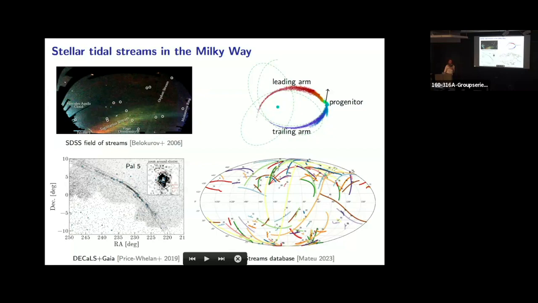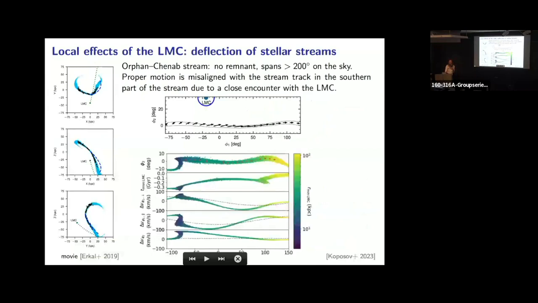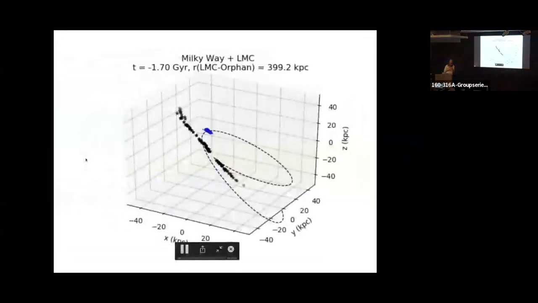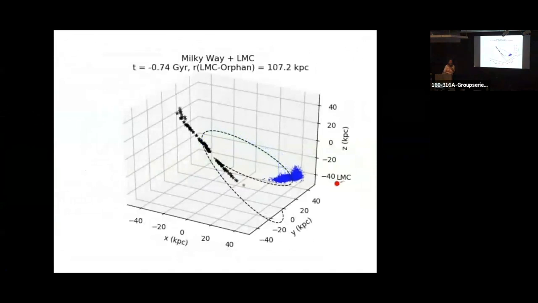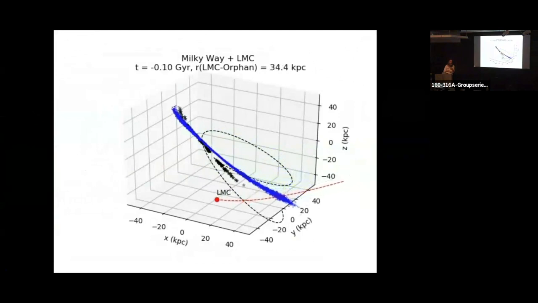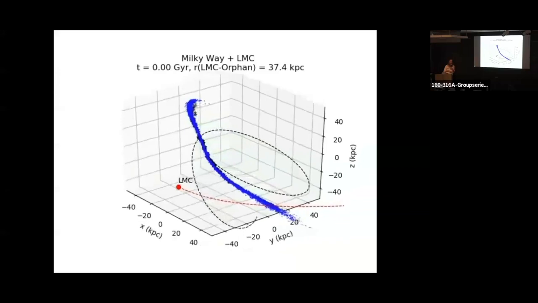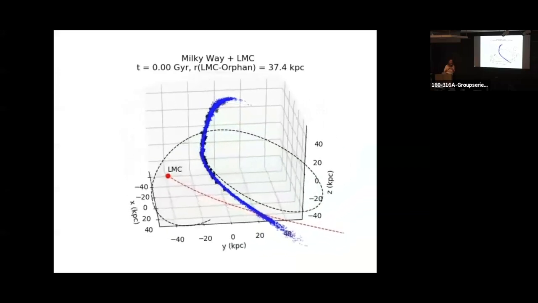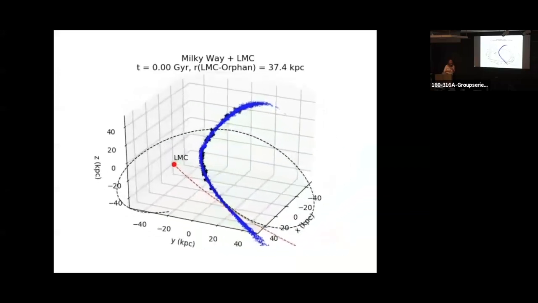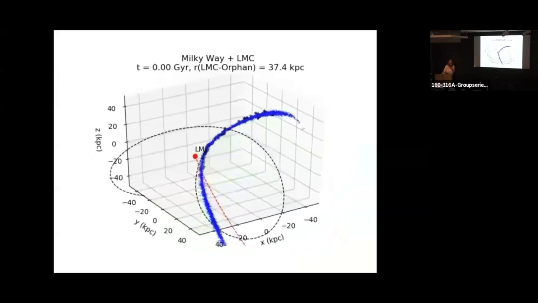One of the things that came out a few years ago was the impact of the LMC on the streams, which I could illustrate with this movie by Denis Erkal, which simulated the formation of the Orphan-Chenab stream. As you can see, the stream just happily unfolds along its orbit until the LMC comes into play. The LMC passes relatively close to the trailing arm of the Orphan-Chenab stream, and it deflects the stars from their original orbit. That deflection is actually measured.